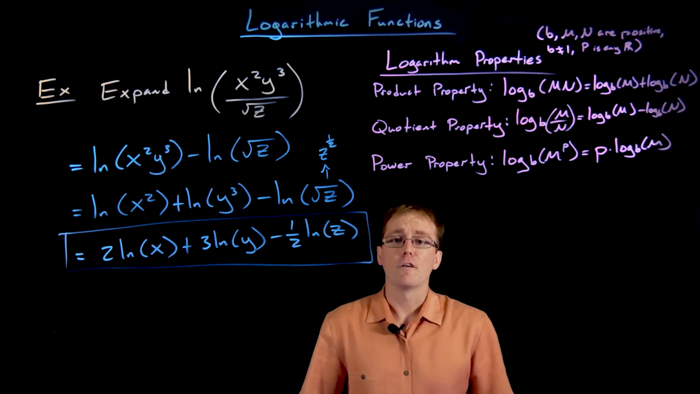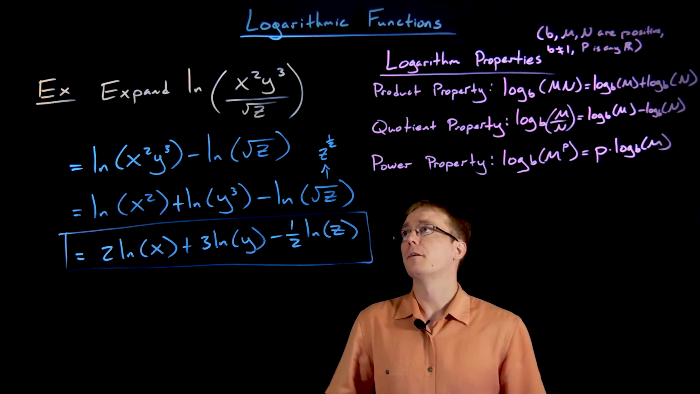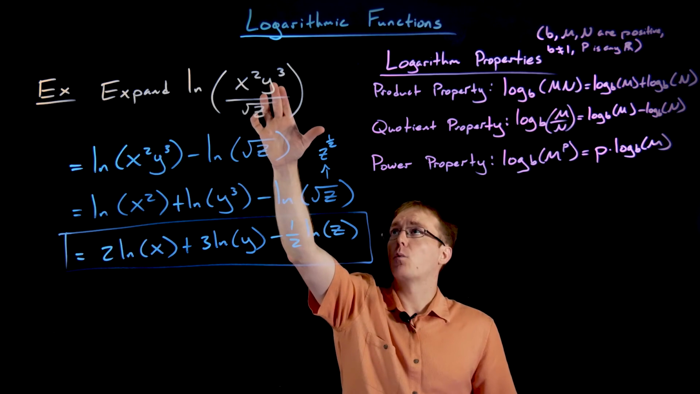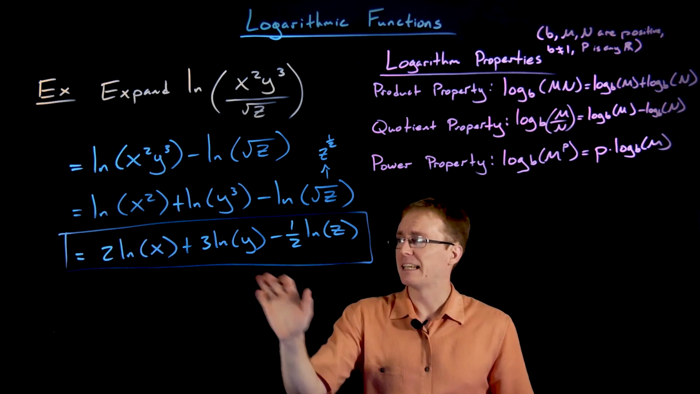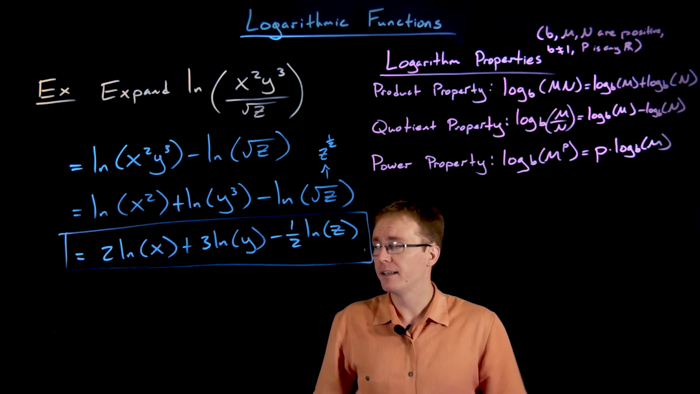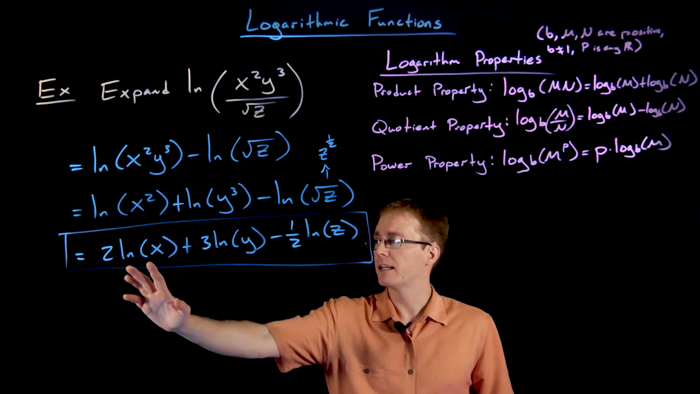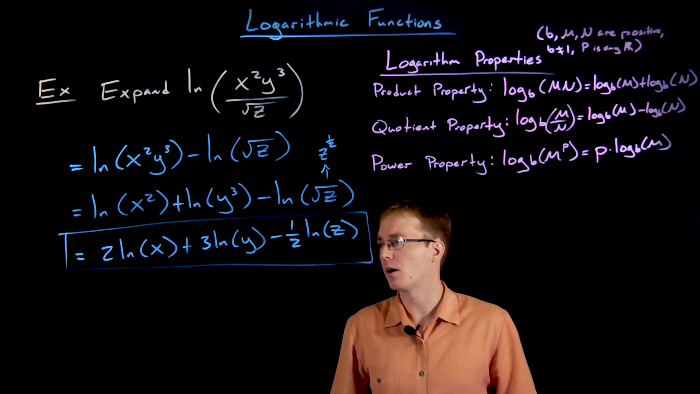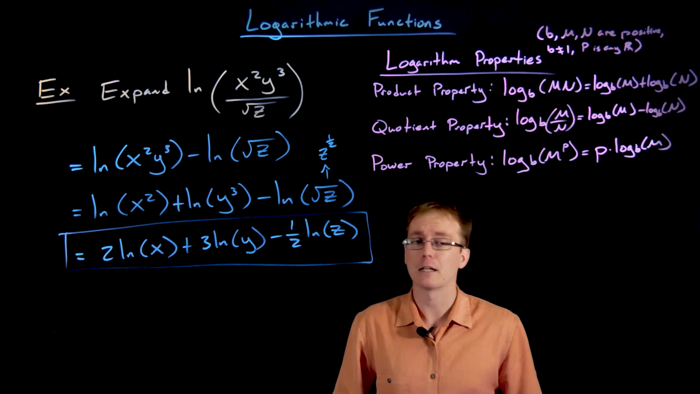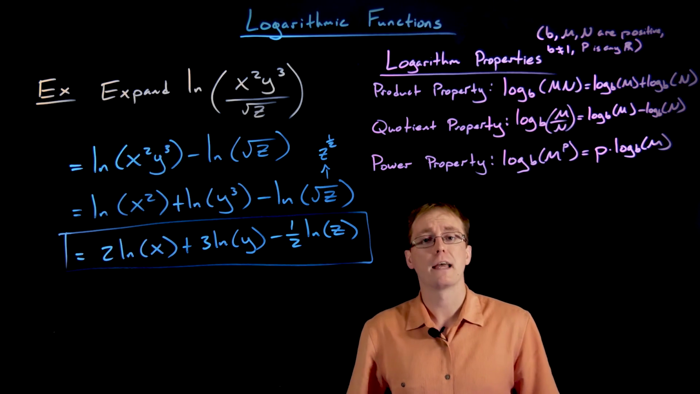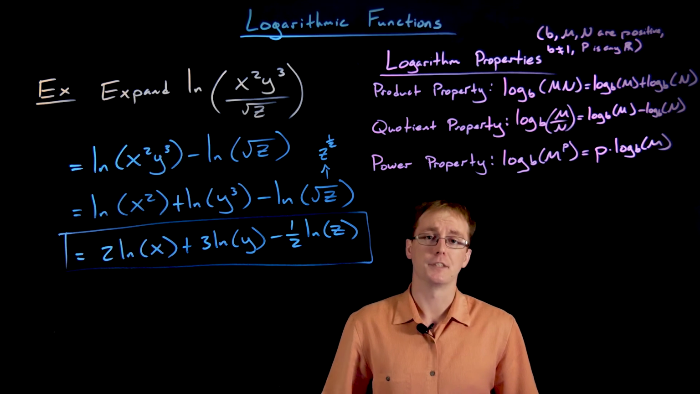So here we have our final answer, our original logarithm, the natural log of x squared y cubed over the square root of z, expanded as much as possible. In its most expanded form, it's equivalent to 2 times the natural log of x plus 3 times the natural log of y minus 1/2 times the natural log of z.